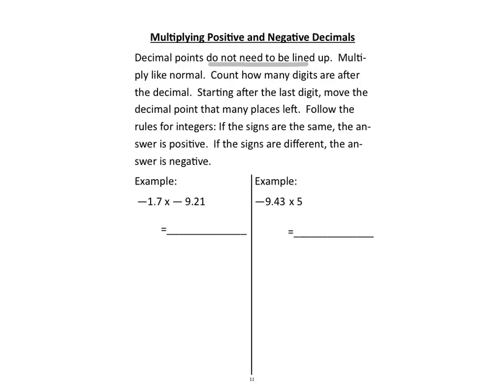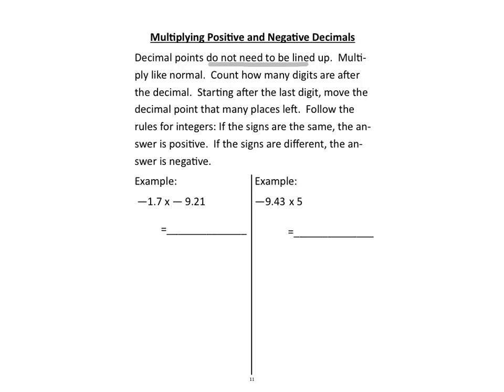And you're going to multiply like normal, and then you count how many digits are after the decimal point, and then you move it that many places starting at the left, and then you follow the rules for the integers. Same signs answer positive, different signs answer negative. So now that I've quickly gone through that, let's try it.